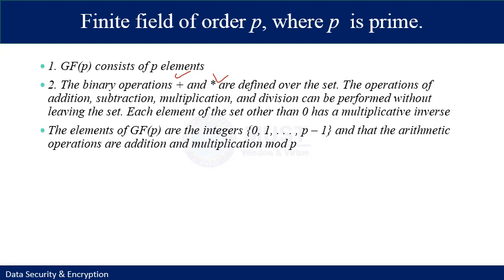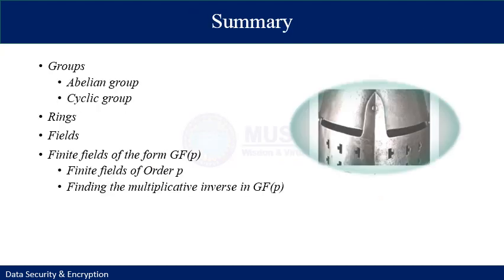So each element of the set other than the 0 has a multiplicative inverse. It was also evident from the example. So the elements of GF of P are the integers from 0 to P minus 1, such as in modulus 7 we had 0 to 6, and the arithmetic operations are addition and multiplication mod P. This concludes today's lecture. In this lecture, we discussed some mathematical concepts about groups, abelian groups and cyclic groups, and we narrowed it down to the definition of rings and fields, and we discussed the finite field of the form GF of P.